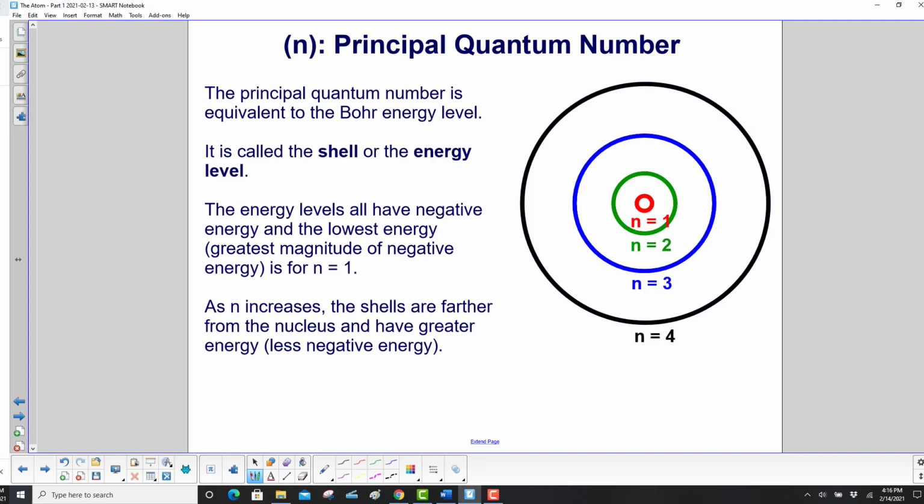n, the principal quantum number. Well, that's the same n that we use in the Bohr energy levels. We call that the shell or the energy level. The energy levels all have negative energy, and the lowest energy, which is the greatest magnitude of negative energy, is for n equals 1. Sorry, that's a little confusing, but we've said that earlier, and hopefully it's starting to sink in. As n increases, the shells are farther from the nucleus and have greater energy, in other words, less negative energy.